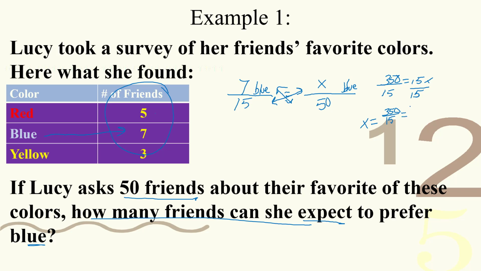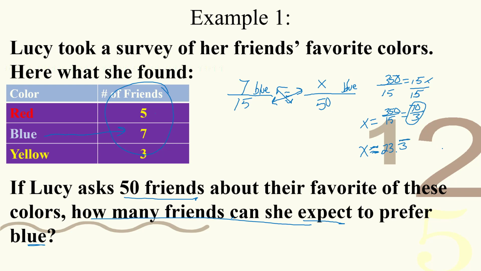Now we could certainly simplify that and get 70 over 3. However, remember at the beginning of the year I told you an improper fraction is always a sufficient answer, except for when we're dealing with word problems. Because we're not going to have 70 over 3 friends. So we need to convert that to a mixed number at least, but I would probably go ahead and just convert it to a decimal so that we can get an actual numeric value. So x is approximately 23.3 repeating.